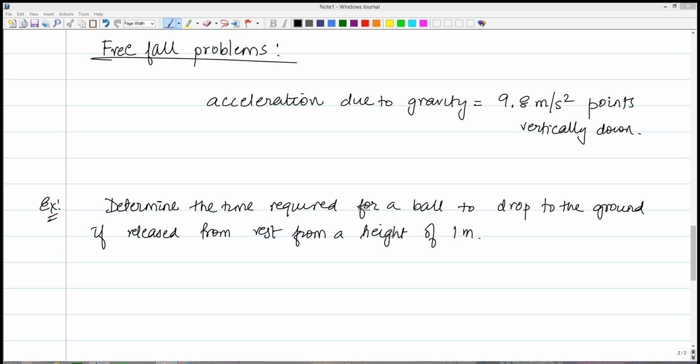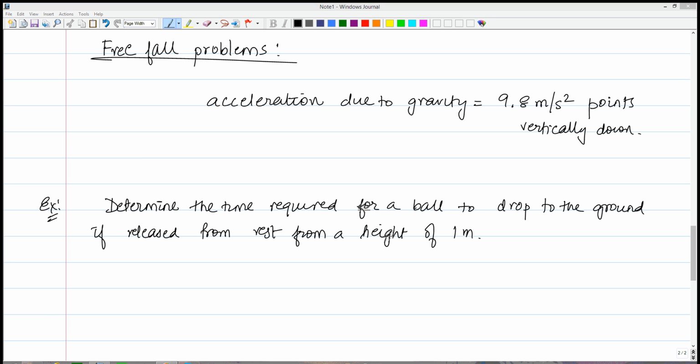Okay, so let us now start studying free fall problems. By free fall, we mean falling under the influence of gravity, so something that's just simply dropping. And what we'll do is we will ignore the effects of air resistance, so no drag will be considered, and we'll say that it is falling simply because of the pull of the earth and the object.